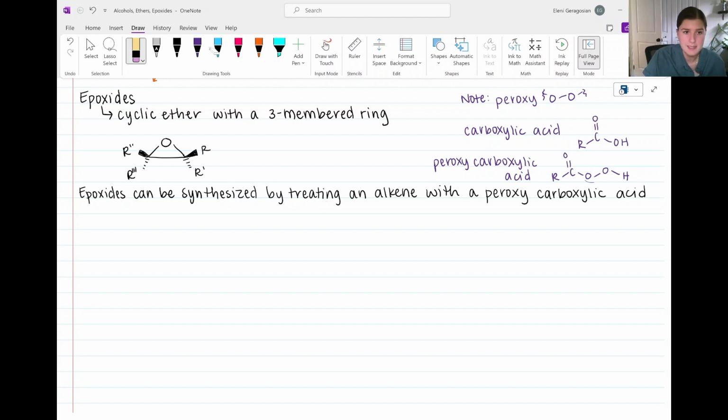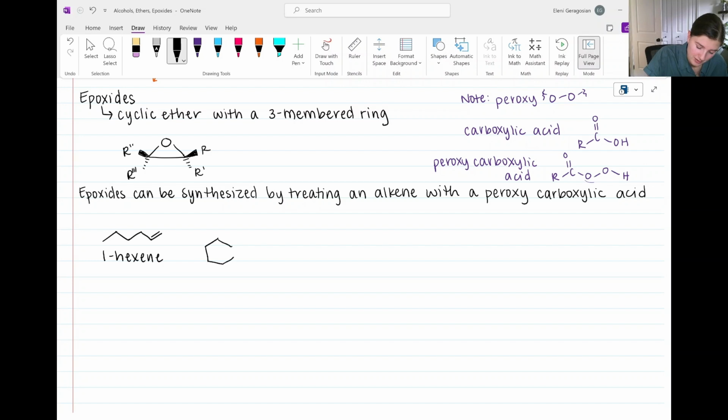So we can synthesize epoxides by treating an alkene. We'll do an example of 1-hexene. Let me use a different color here. Go back to the black ink. And there's a specific common peroxycarboxylic acid that's used to synthesize epoxides. This is what we will see in our class. I'm sure there are other reagents, but we'll focus on this one.